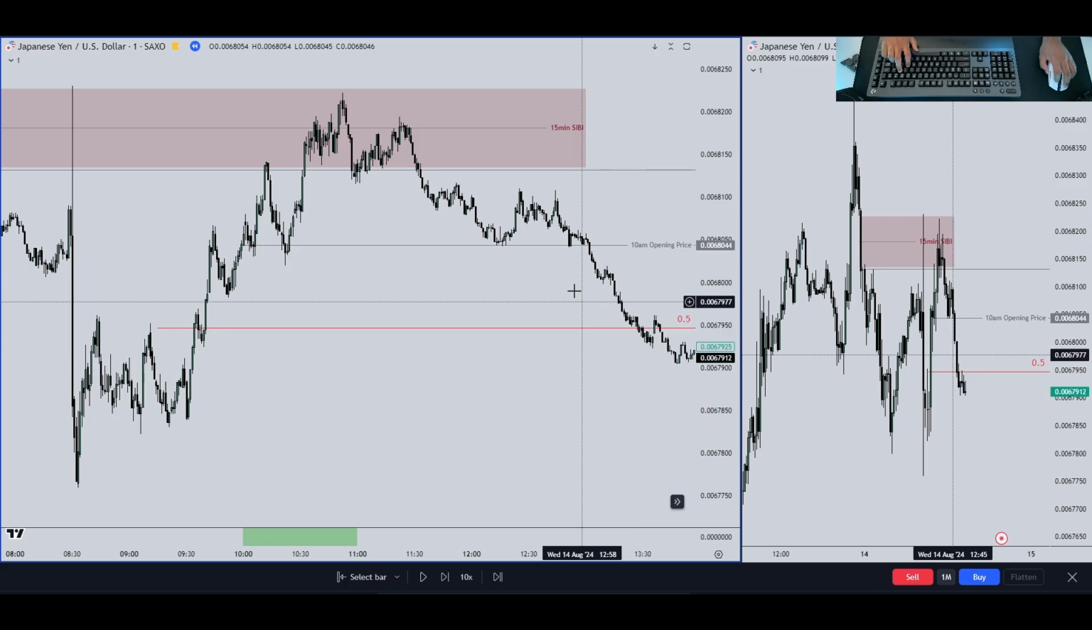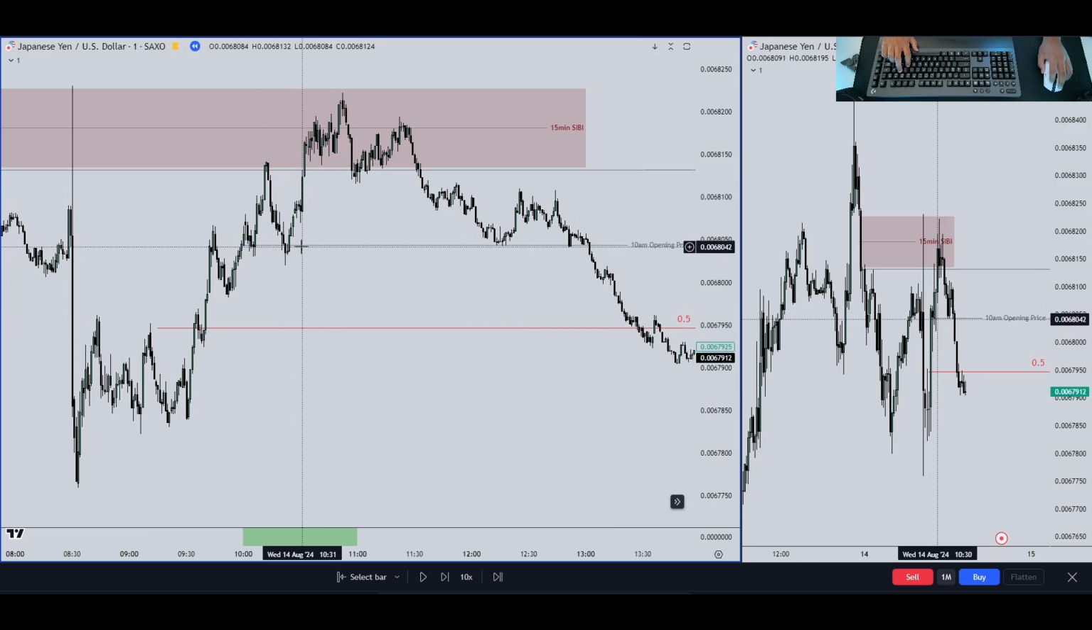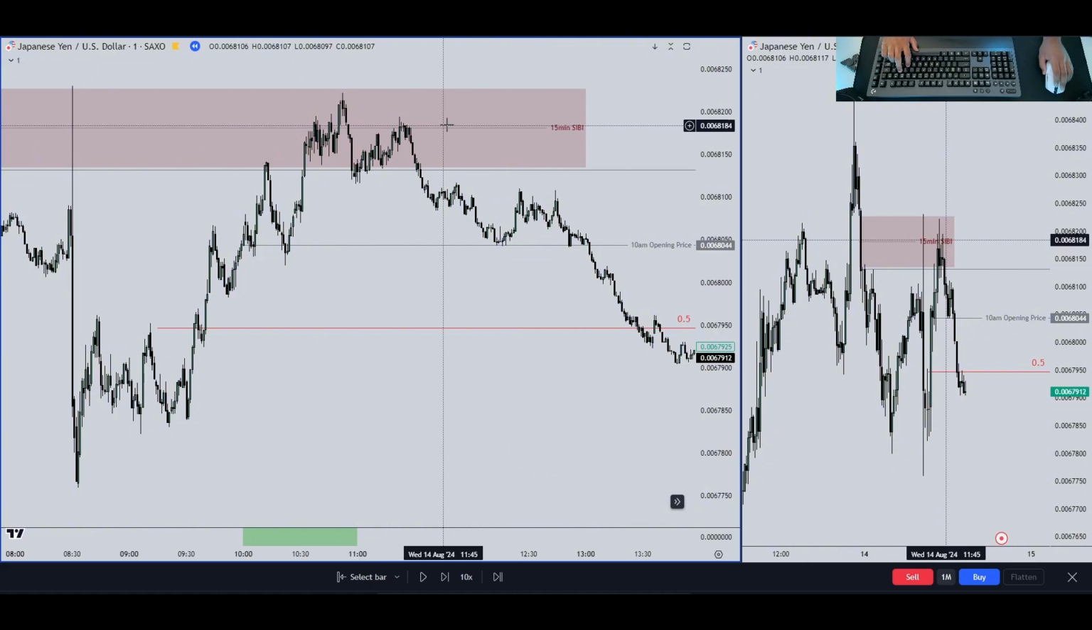But price did go down. We're in a deep premium because we're above 10 a.m. opening price and midnight opening price. And we interacted with that 15-minute SIBI that we marked out as well.